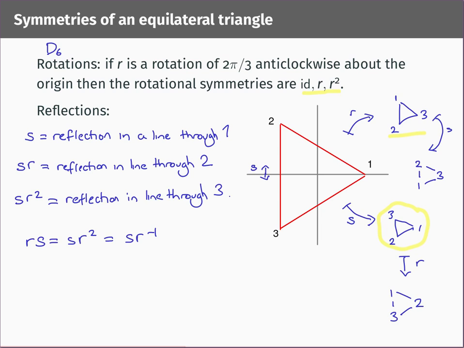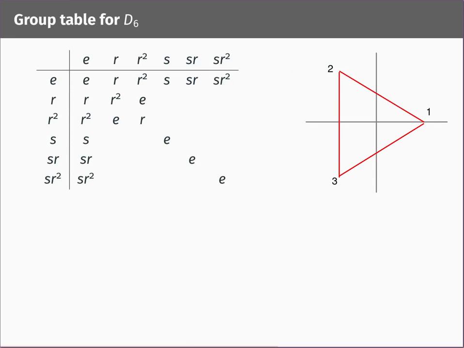And that is going to be quite helpful when we flip to the next slide and start working out a group table for D6. So let's write down what I worked out just then, so we can remember it. R times S was equal to SR squared, and of course that was the same as SR inverse. So we're going to try and work out the group table, and you can see I've filled a bunch of this in already, because a lot of it is actually quite straightforward to work out.